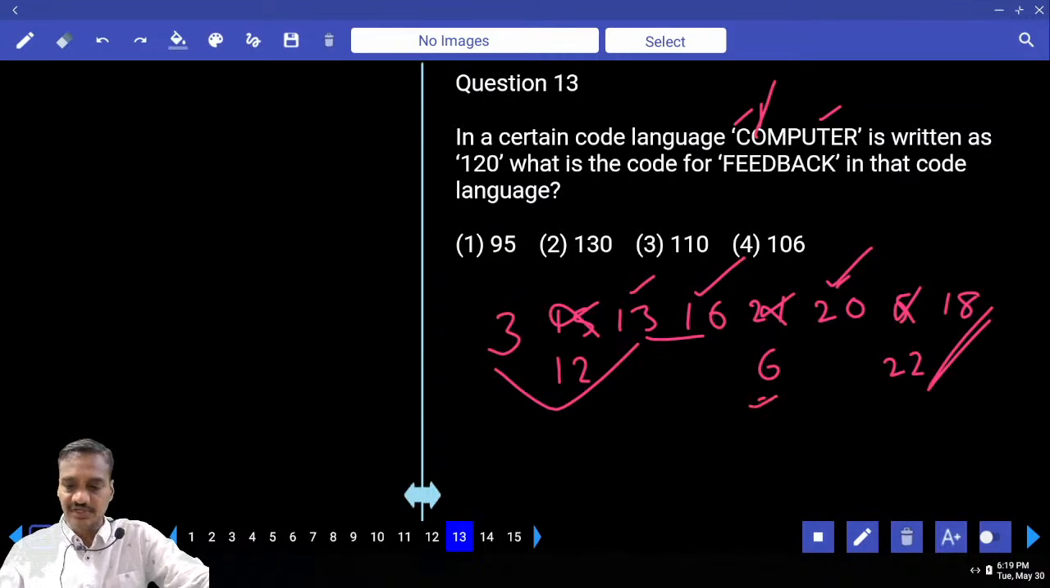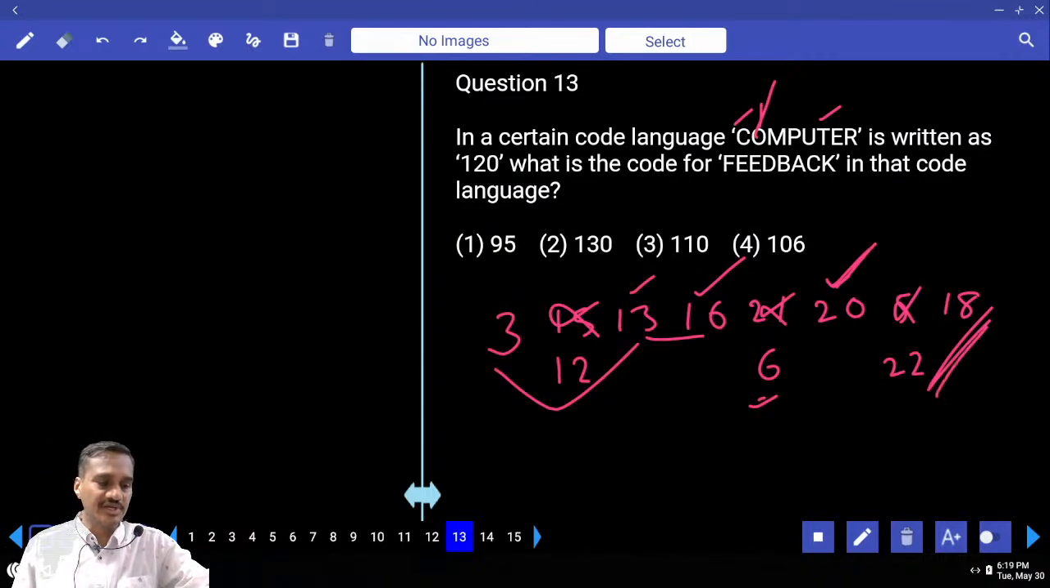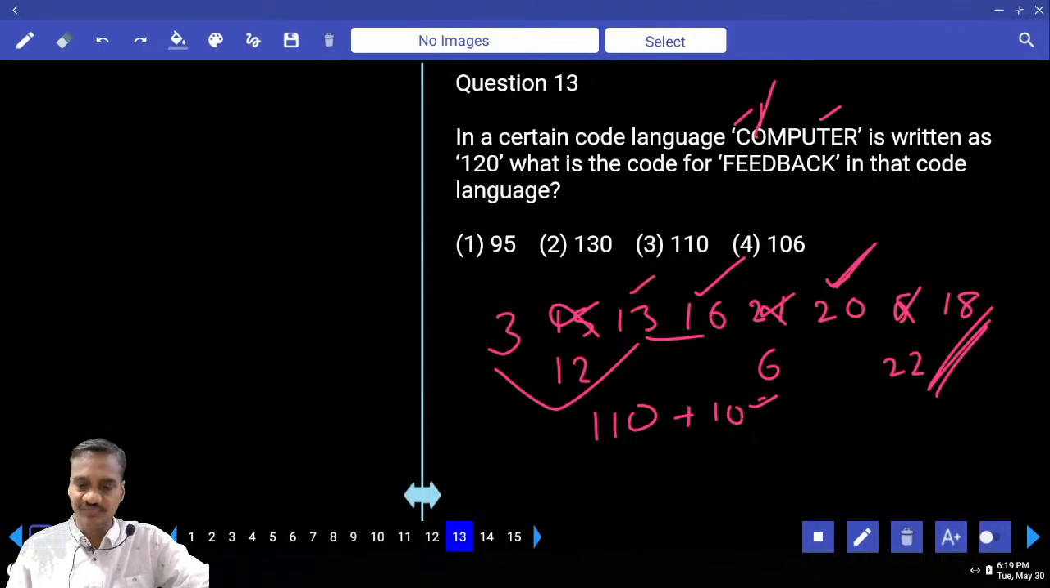34 plus 6, 40. 40 plus 20, 60. And 60 plus, now 18 plus 22. Are you getting here? And 110. And 110 plus, how much is added? 10 is added. Clear?